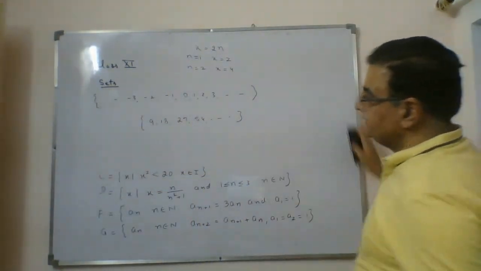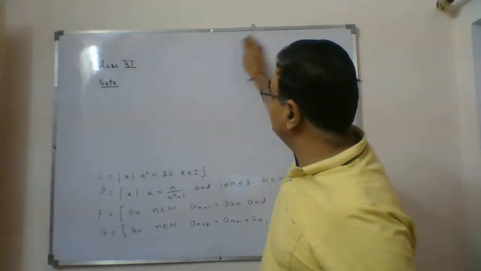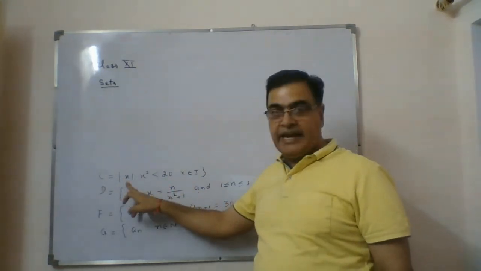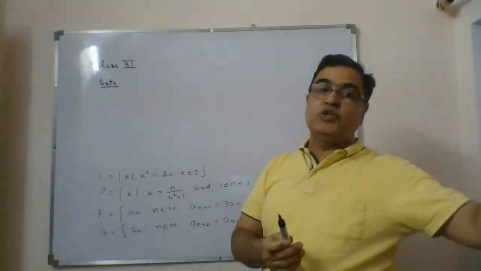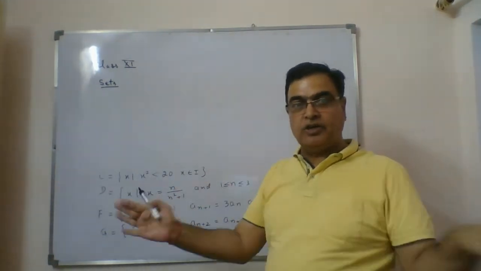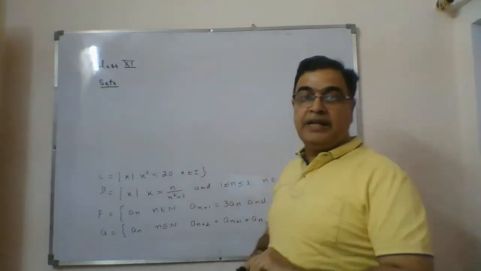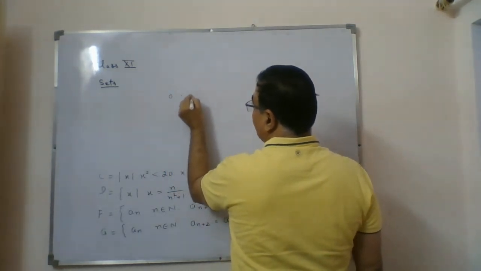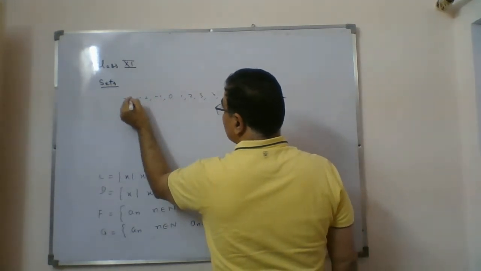Next, set C. It says X is some integer whose square is less than 20. What it says is, we want only those X whose square is less than 20. This is an integer, maybe positive or negative. This time they are not saying positive or negative. So any integer you take, its square should be less than 20. For example, first we'll consider the integers 0, 1, 2, 3, 4, and so on. Here it goes -1, -2, -3, and so on.